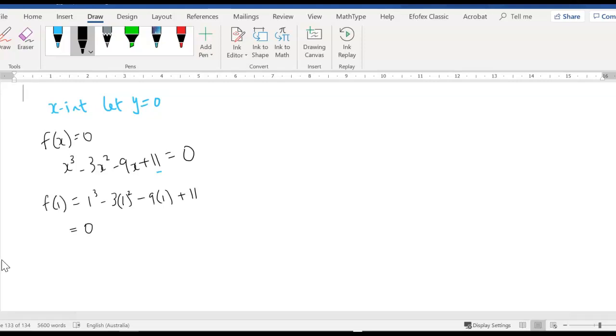You can still show your working, write the steps down, and then just do the calculations on your calculator. That's fine, just making sure that you show an understanding of what is actually happening. All right, so when x is 1, I get 0. So that means x minus 1 is a factor.